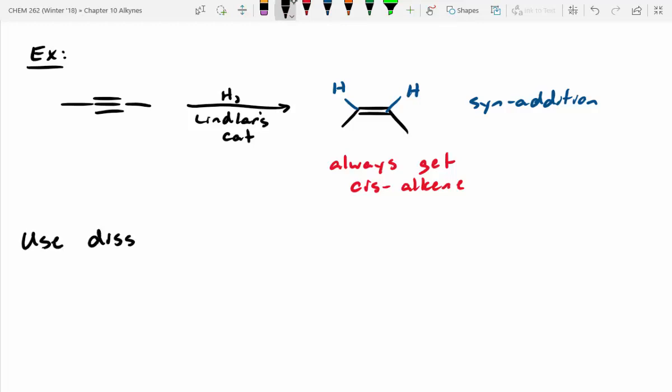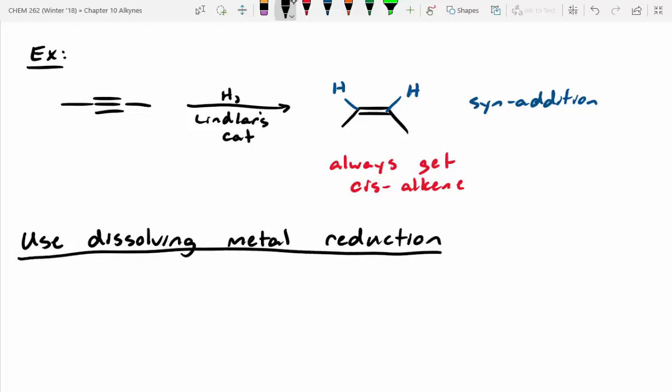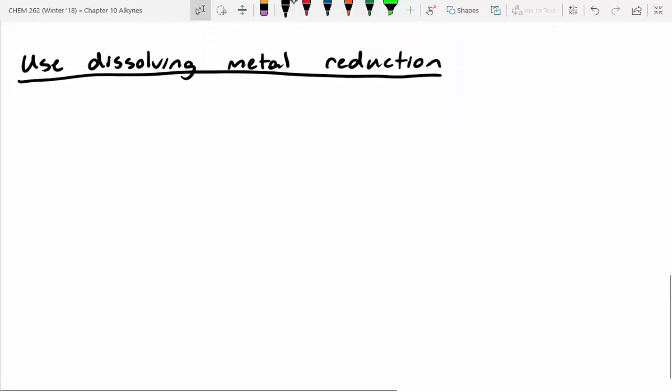Not quite. So we're going to use dissolving metal reduction. This reaction is a lot more hazardous to carry out. You don't typically see a lot of chemistry labs doing this unless they absolutely have to, and I'll show you why.